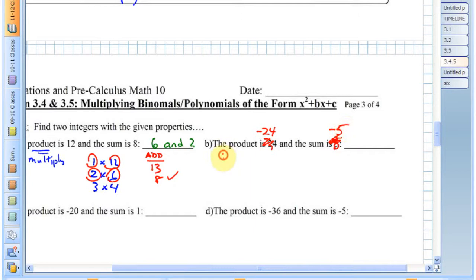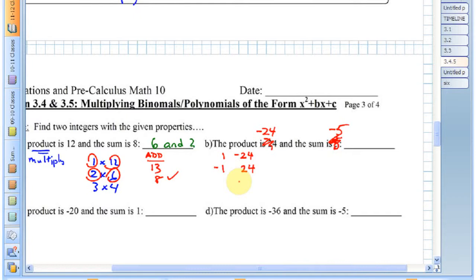1 times 24, close. 1 times negative 24. Okay, 1 times negative 24, or, switch it around, negative 1 and positive 24. Good. It's a little bit more complicated than negatives, okay? Think about when you multiply two numbers together. One of them has to be negative, the other one has to be positive.